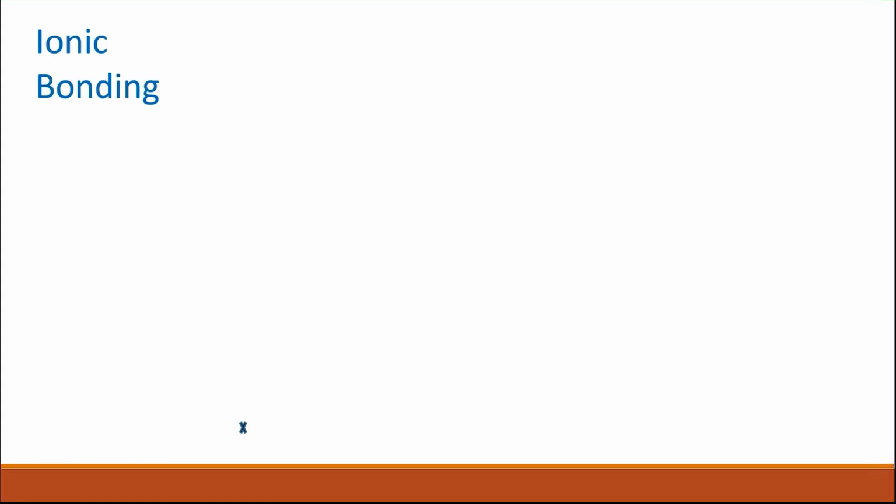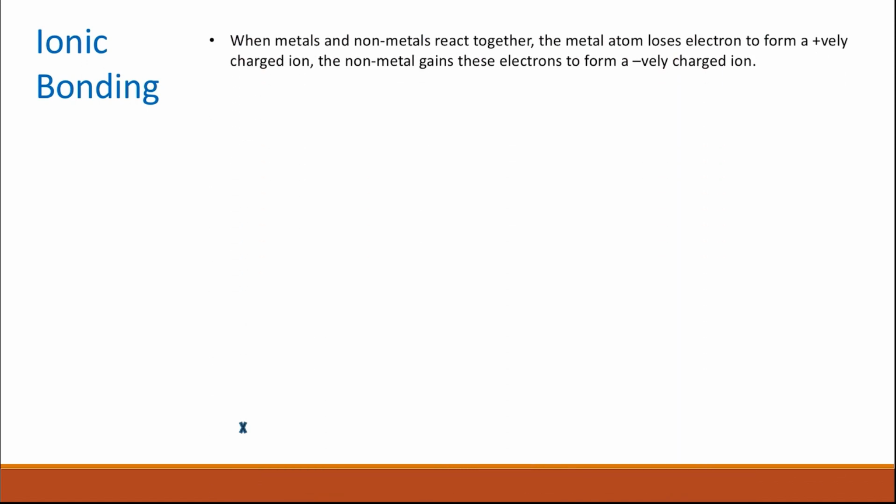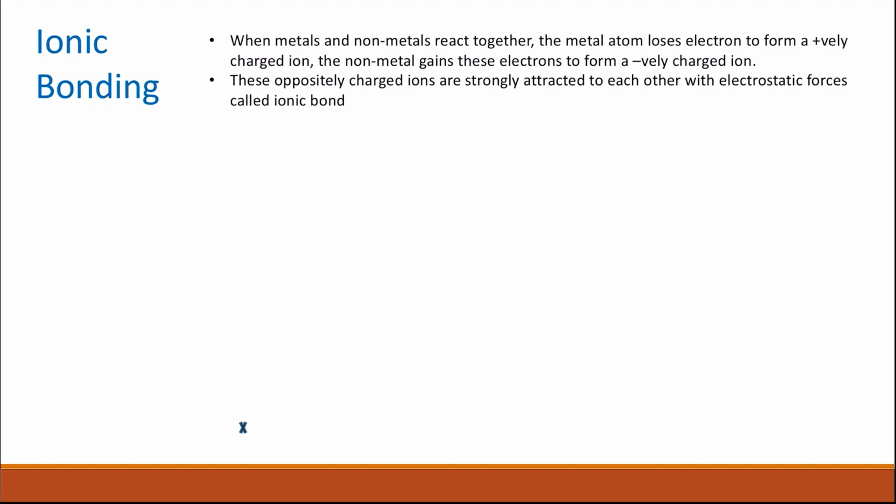Ionic bonding is the type of bond that you find between metals and nonmetals. When metals and nonmetals react together, the metal atom loses electrons and it can give you a positively charged ion, while the nonmetal will pick up that electron to give a negatively charged ion. The ionic bonding comes from the electrostatic interaction between the positively charged ions of the metal and the negatively charged ions of the nonmetal. We can represent ionic bonding and what happens there using the dot and cross diagram.